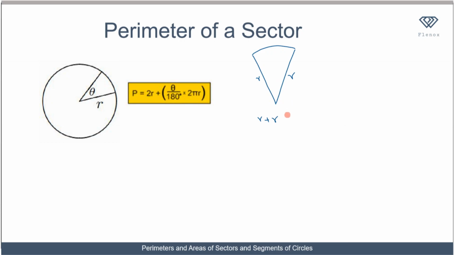And we have talked that the length of the arc is given by the formula theta over 360 times 2 pi r. So what will that give us? r plus r gives us 2r, then plus theta over 360 times 2 pi r. So that is why this is the formula for the perimeter of the sector. We just add the two radii together, then add the length of the arc.